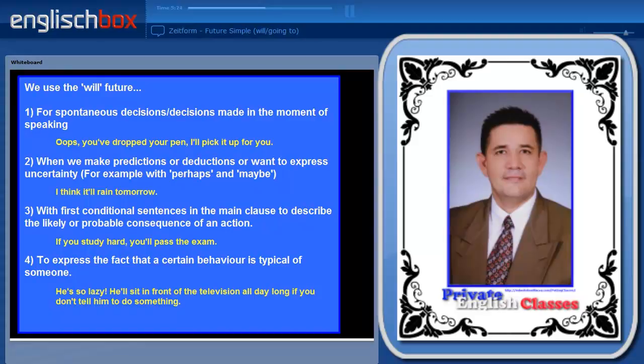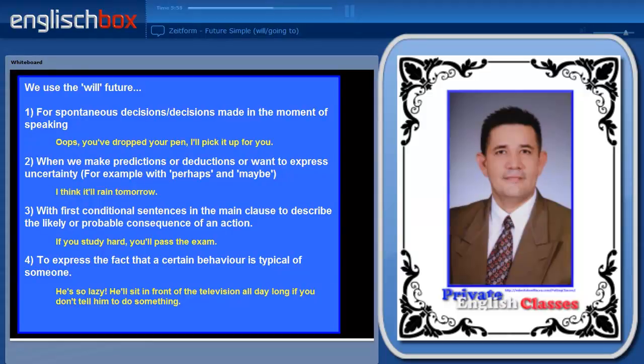Firstly, we use it for spontaneous decisions, so things decided in the moment of speaking. For example, oops, you've dropped your pen, I'll pick it up for you. So this isn't a planned action, this is an unplanned action. And it sounds strange in English if you use going to in this situation. Or many people also use the present simple. They say, I pick it up for you. It's very important to use this will form. I'll pick it up for you.